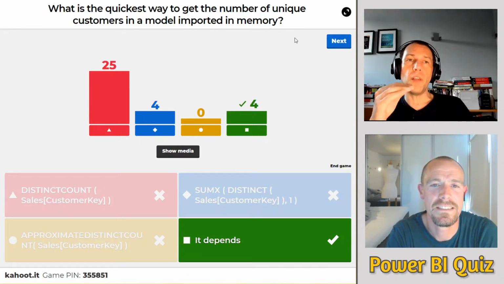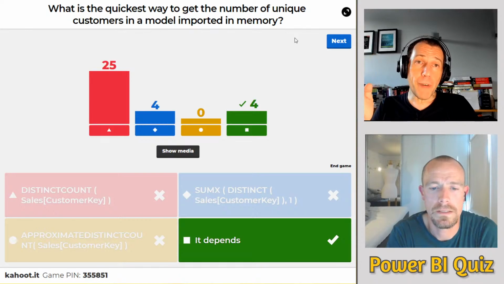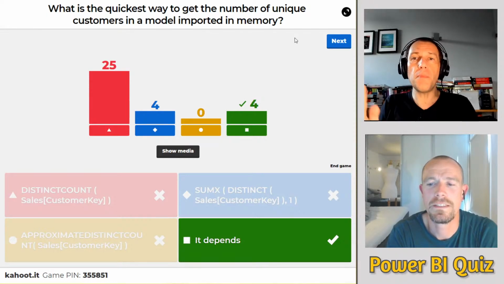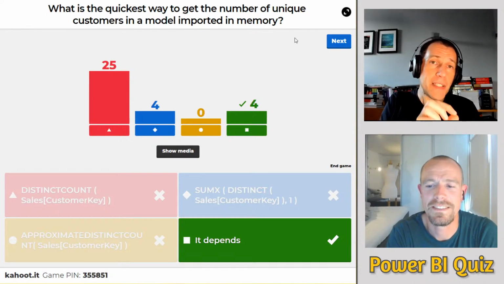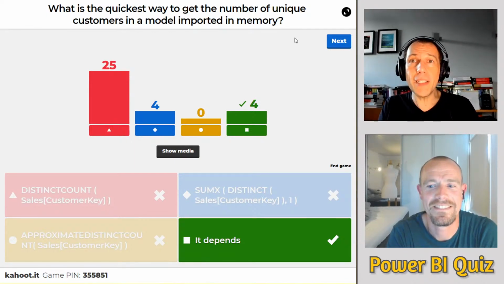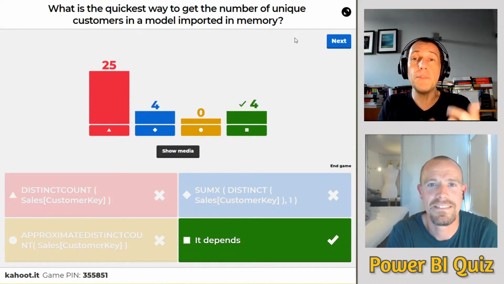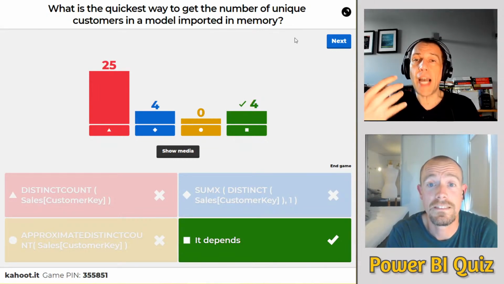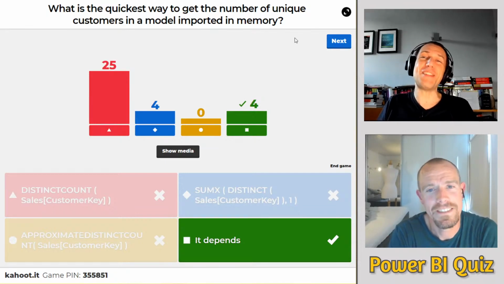In this case, the problem is the following. It is true that distinct count is the best practice. However, there are cases where, because of the distribution of the data and because of the report, the second answer is better. So SUMX of distinct of 1, there are cases where it is faster in a model imported in memory. The third answer, approximate distinct count, is wrong because it is not available if you import data in memory. It's available only in DirectQuery with SQL Server. And so the right answer in this case was it depends. Sorry, guys, this was a trick.